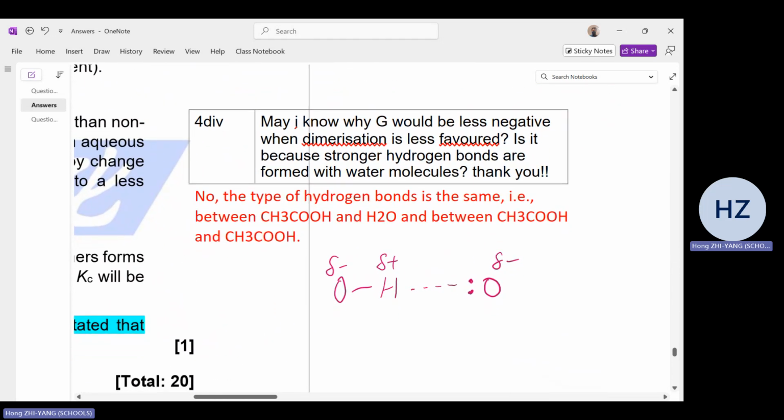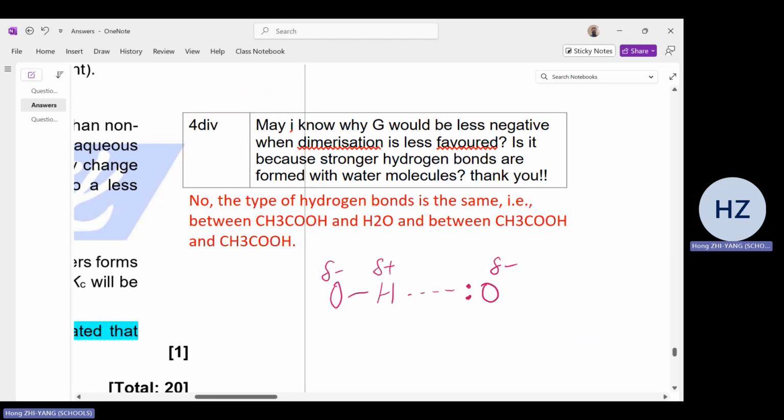Okay, now I want to showcase that the hydrogen bond between water and the acid for 4D part 4 and the acid itself is actually the same type of hydrogen bond. It's not stronger or weaker here actually. It's actually technically the same type. If this is the water molecule and this is one of the oxygen from the acid, this is the type of hydrogen bond really. I mean, you can find so many permutations here. This can belong to acid, this can belong to the water also. So the type of hydrogen bond formed technically is the same.